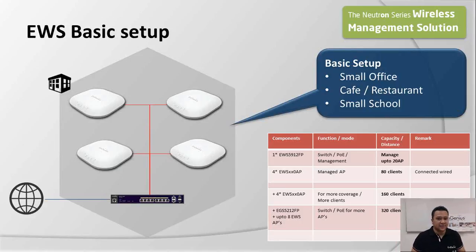In this slide, I show you the components to start with if you want to have a deployment of 4 access points. So we have 1 management switch, and we have 4 access points. These all have to be wired to the switch for PoE and for the management of the access points. And in this case, you are able to cater up to 80 simultaneous users.